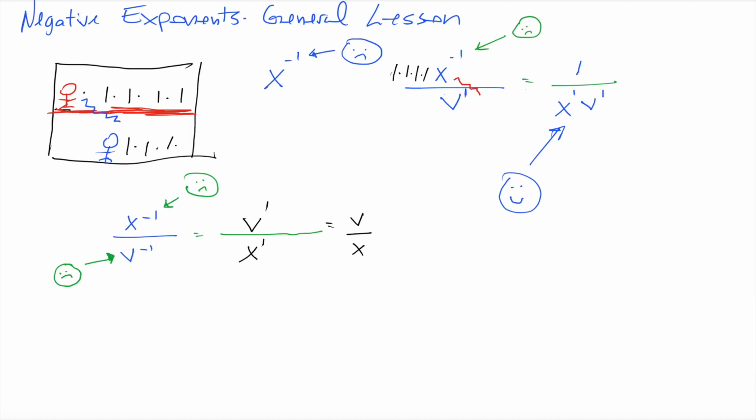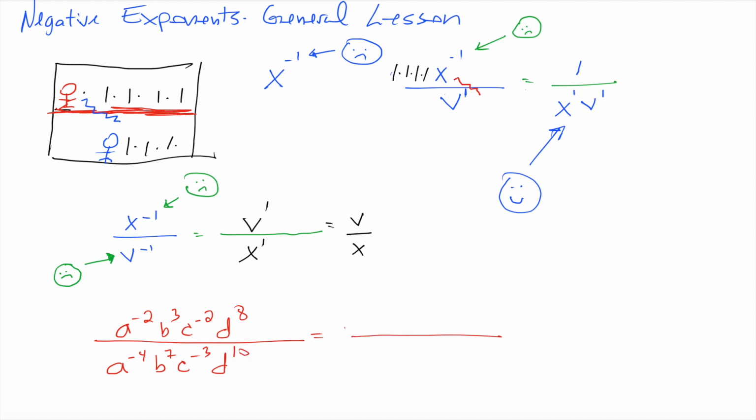Okay, so if you think of it in terms of happy and sad, you can do crazy complicated problems. You can do a to the negative 2, b to the 3, c to the negative 2, d to the 8 over a to the negative 4, b to the 7, c to the negative 3, d to the 10th. All right, so go like that. And is a happy? Is the top a happy? No. So what do we do? To the power of what? Just 2, and took care of that guy.